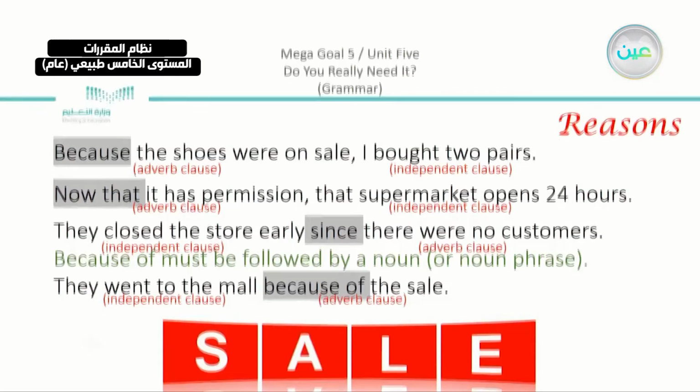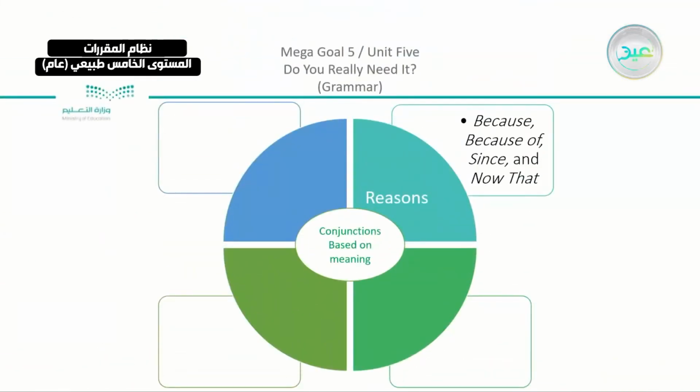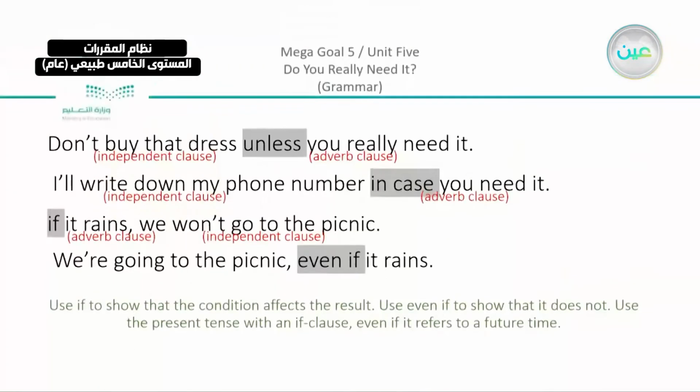Okay, so we are going to put our graph, the first group, which is reason. Then we have the second one. Don't buy that dress unless you really need it. So no, you can't buy the dress unless you need it. The second one: I'll write down my phone number in case you need it. So, okay, you don't need my phone number, but just in case, I'll write it down.